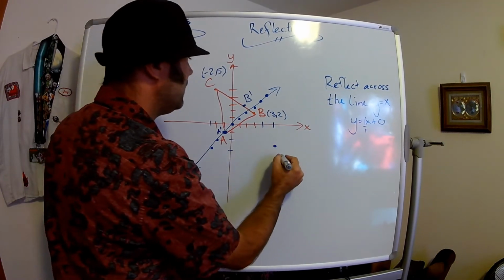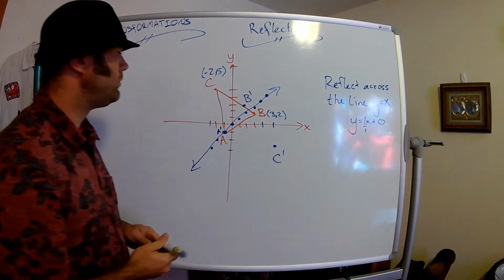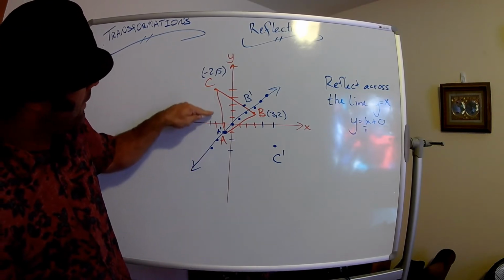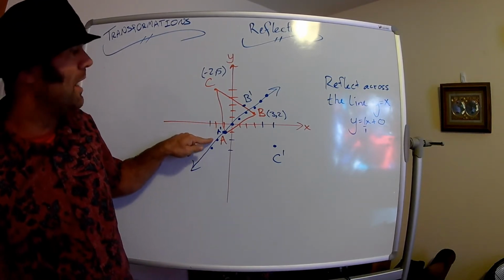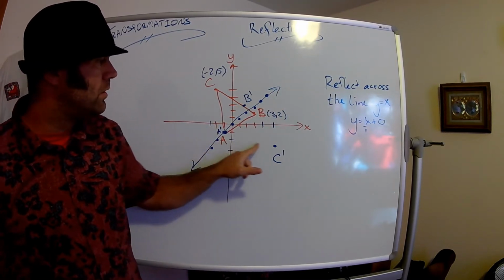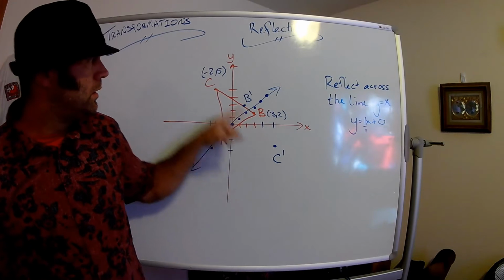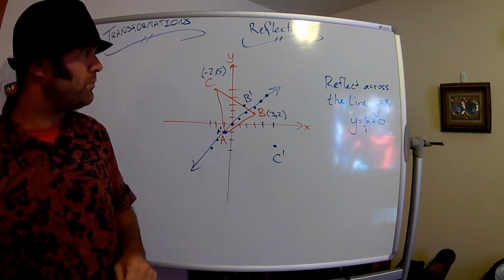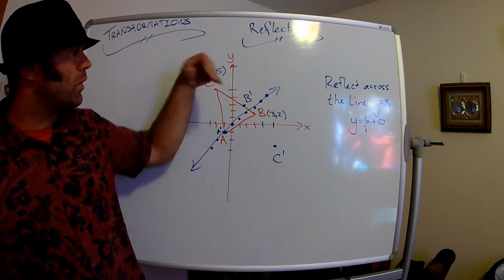And that would be C prime. We could have also gone straight down with it. It takes 5, 6, 7 to get down to this line, and then we're going to go 7 right. So down and right, or right and down. Remember, we want to reflect across.